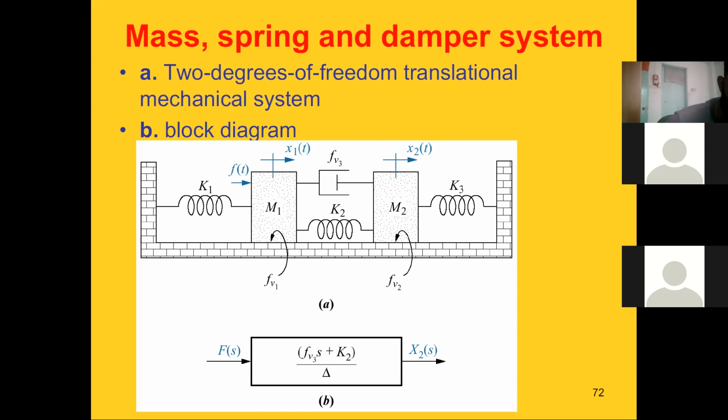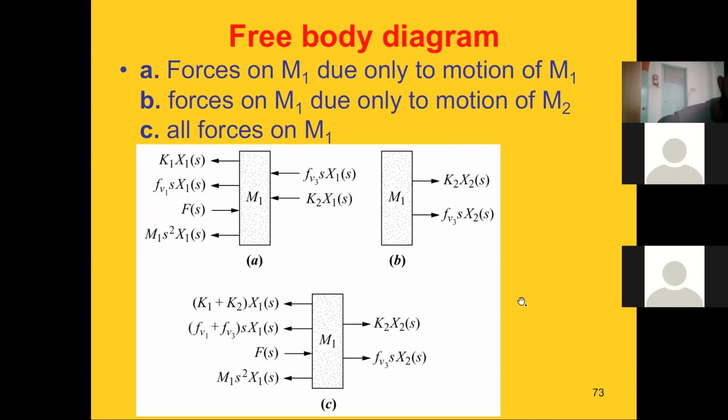What is the first step when you want to model this mechanical system in state space representation? Draw the free body diagram. So this is the free body diagram that corresponds to M1. First is the force on M1 due only to the motion of M1, and the force on M1 due only to the motion of M2. Both are moving, so you have to split them, draw the directions of the forces accordingly, then total them up.